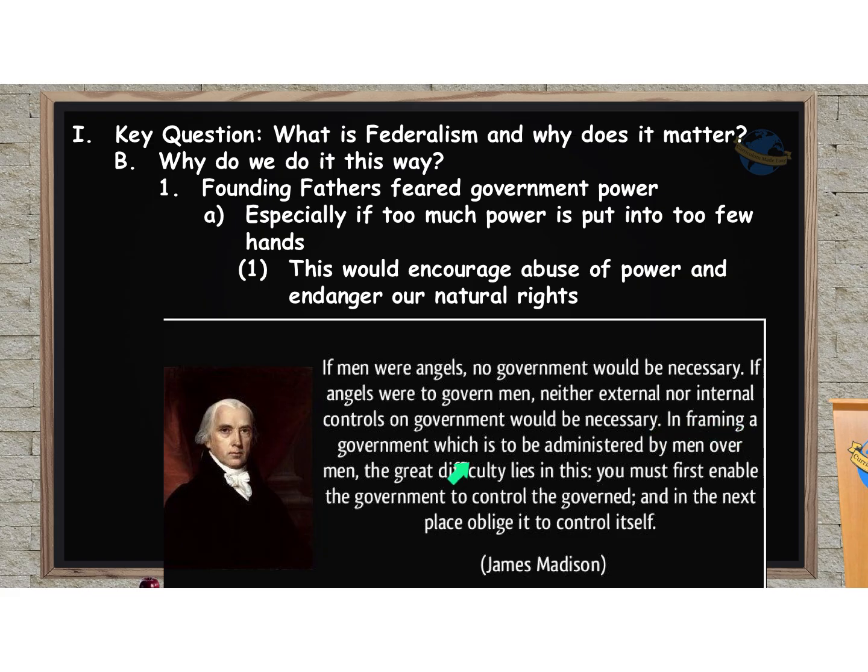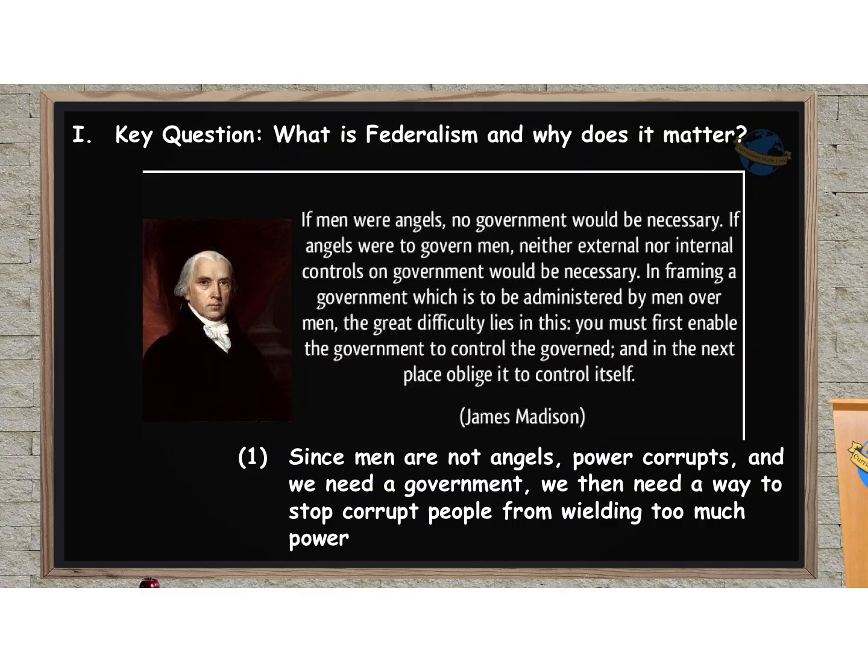So in framing or creating a government which is to be administered by men over men, that is, to have human beings running a government to rule over human beings, the difficulty is this. You have to first create a government that can control the governed, that stops us from hurting each other. But you also must create a government that is able to control itself so that it doesn't become the thing that hurts our rights. In short, since men aren't angels, power corrupts, and we need a government, then we need a way to stop corrupt people from wielding too much power. I mean, common sense when you stop and think about it.